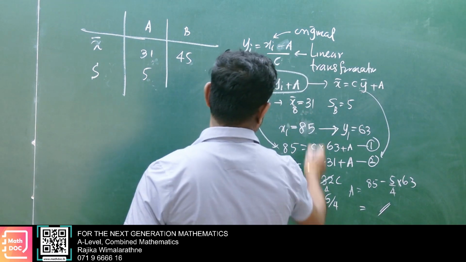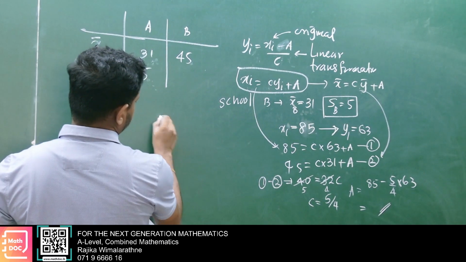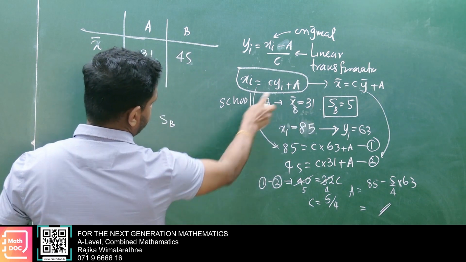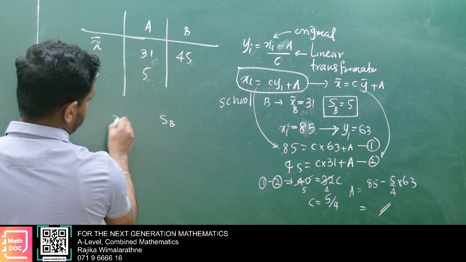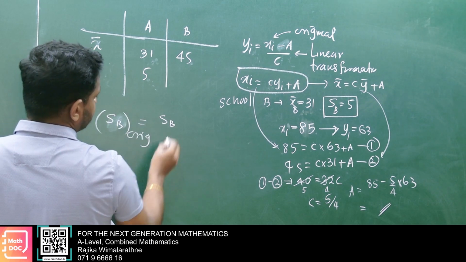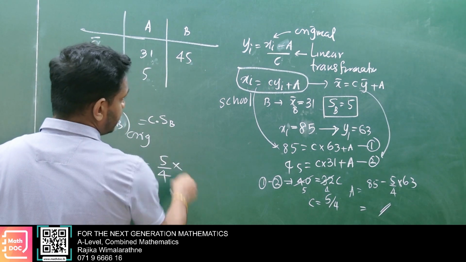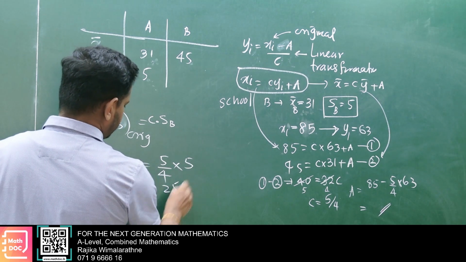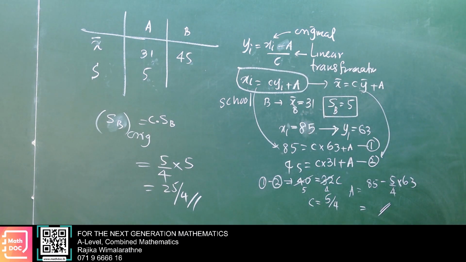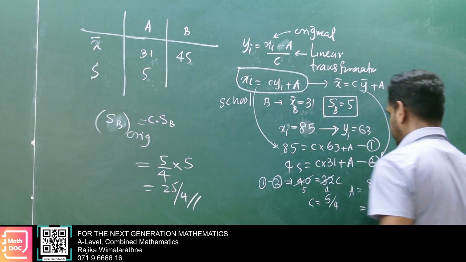Therefore, by this transformation, the original SB equals c times the transformed SB, which is 5 over 4 times 5, giving 25 over 4. Okay, no need to find the value of a here.